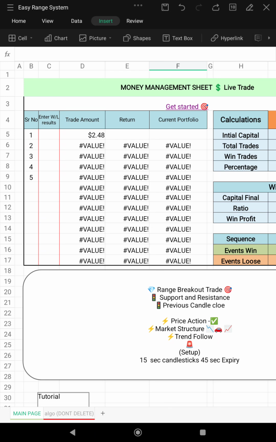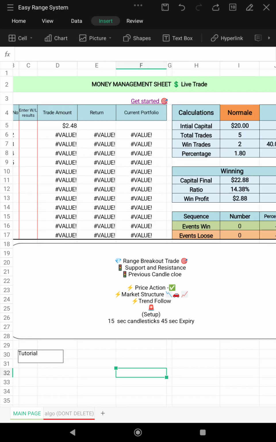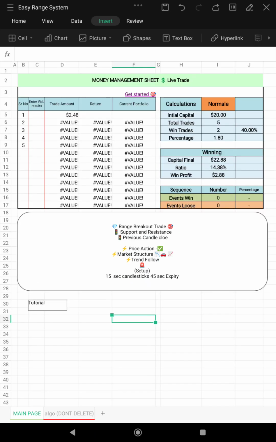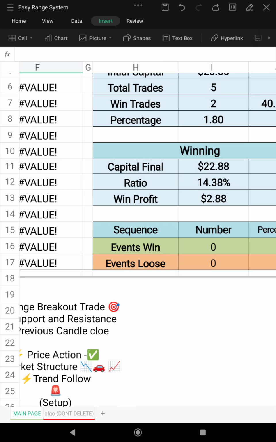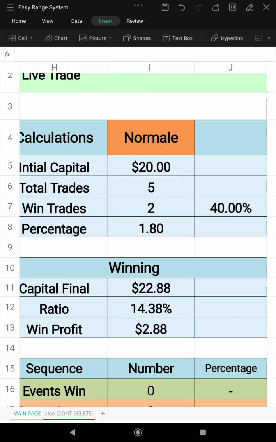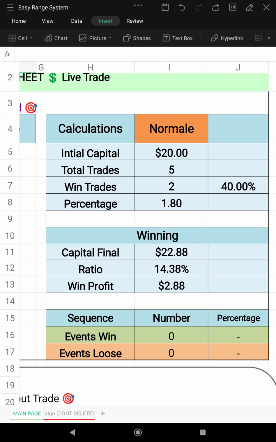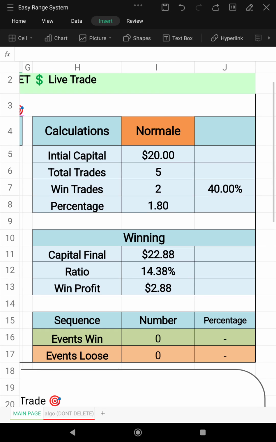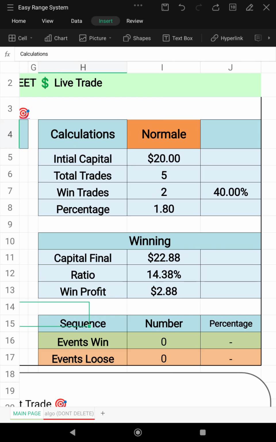So once it opens, it will look like this. So for example, you have $20. This is where you put your initial capital. All right, so let me zoom in so we can be together on this. See this location, these are the place where you need to change only the capital you need.